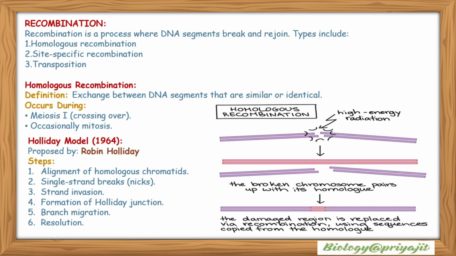Recombination: we know recombination is a process where DNA segments break and rejoin. Types include homologous recombination, site-specific recombination, and transposition. Homologous recombination is the exchange between DNA segments that are similar or identical. It occurs during meiosis 1 crossing over and occurs occasionally in mitosis. The Holliday model was proposed in 1964 by Robin Holliday. It includes a step-by-step process: alignment of homologous chromatids, single-strand breaks or nicks, strand invasion, formation of Holliday junction, then branch migration and resolution. This is the image showing the step-by-step process of homologous recombination.